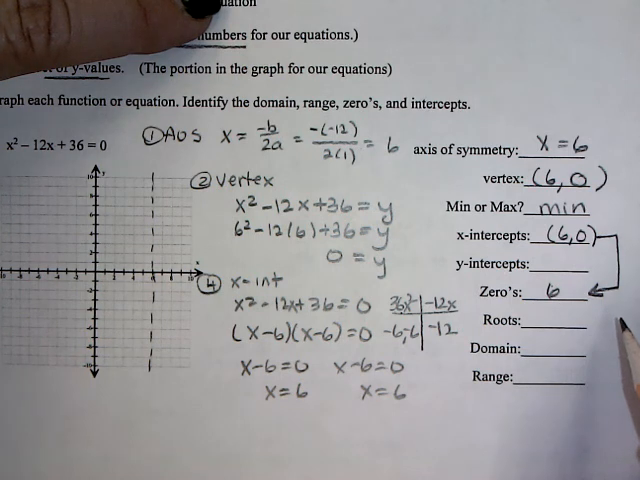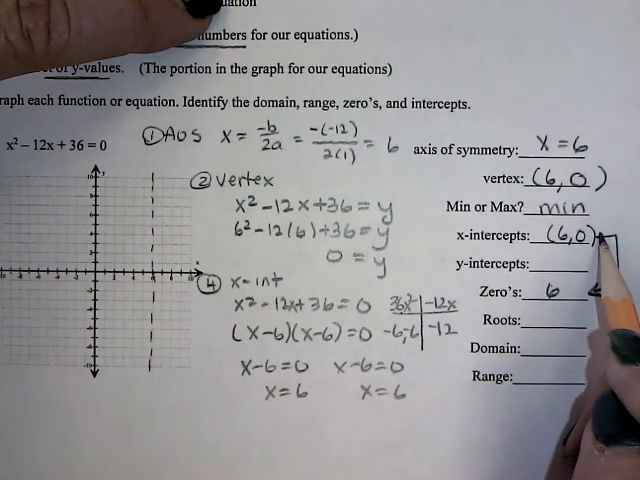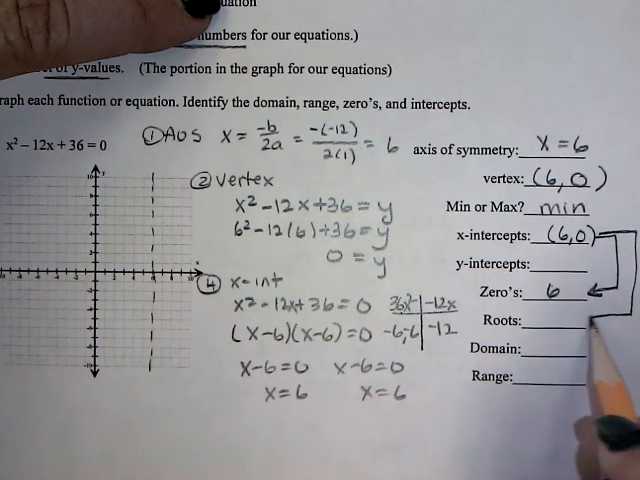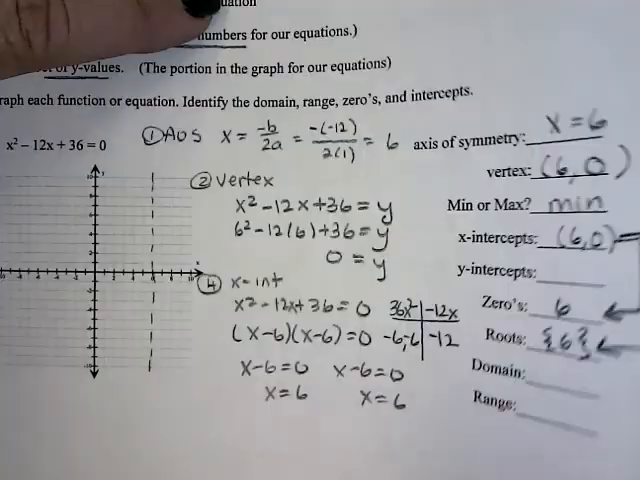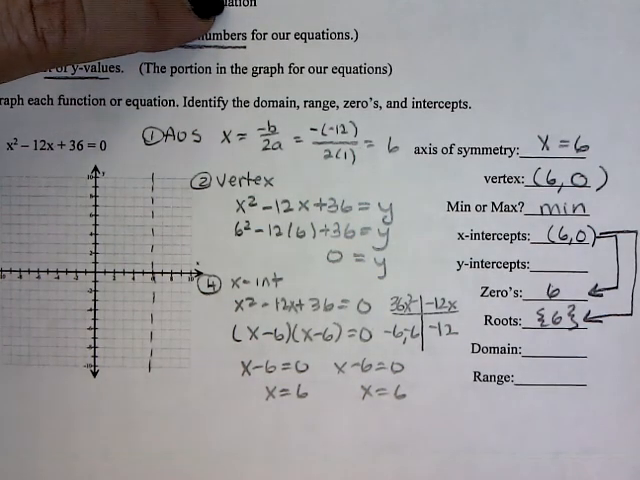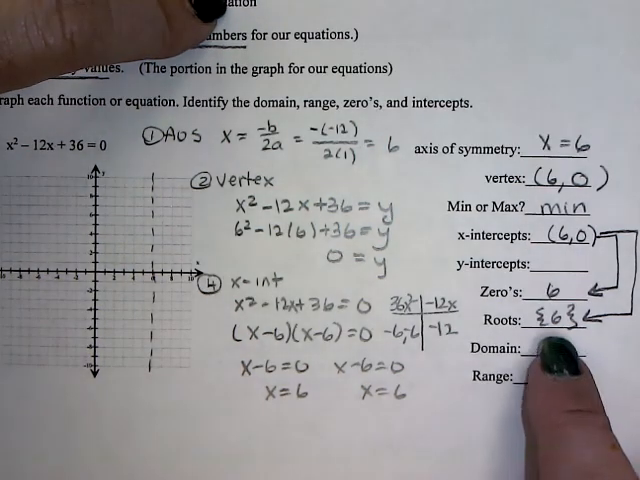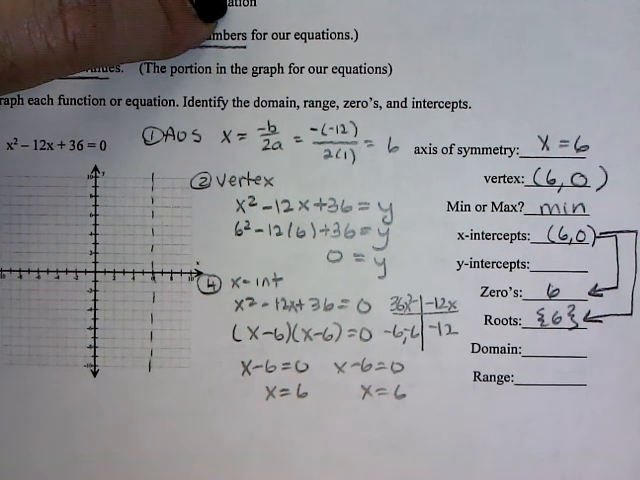And I don't know if it needs to be in set notation or not. I would assume it does, but I'm not sure. I'll look that up. Here, my roots, same thing. It does need to be in set notation because it is a solution to my equation. So x equals 6. So right away, I can fill in those 3 spots just by finding my x-intercept because they're all the same thing depending on the situation.